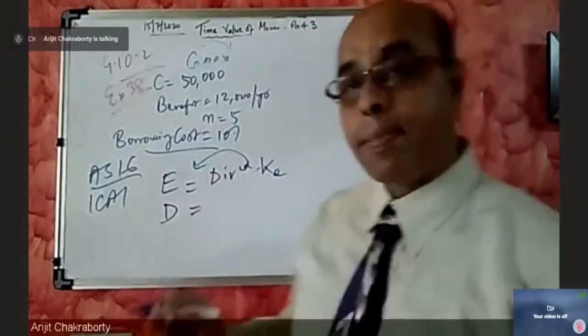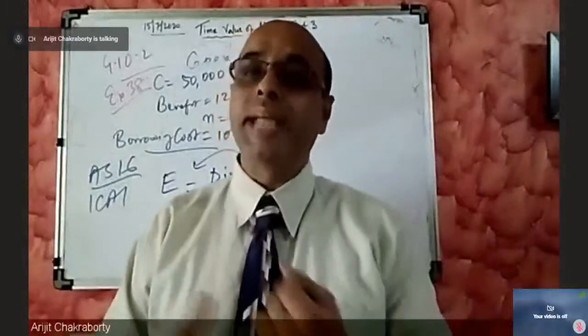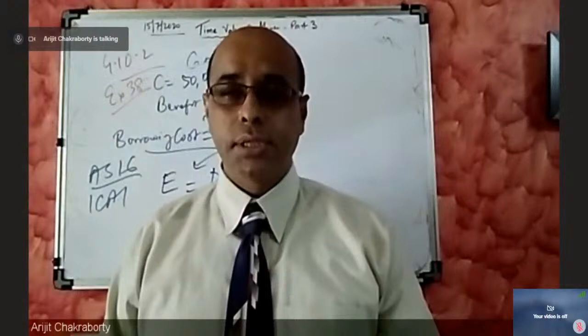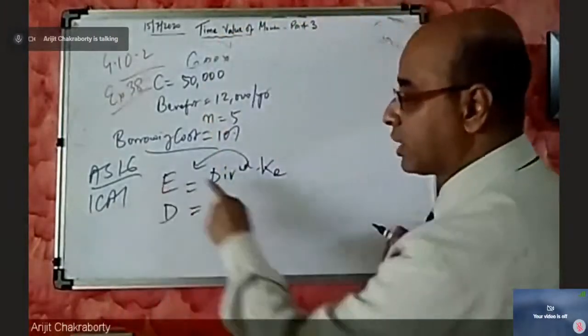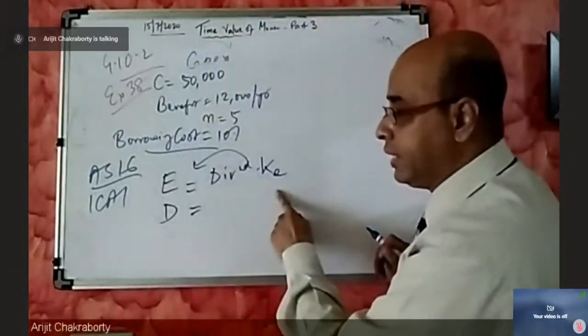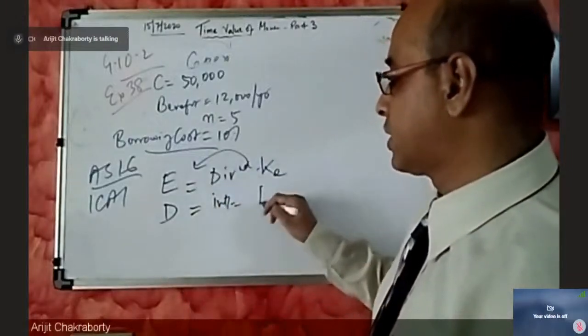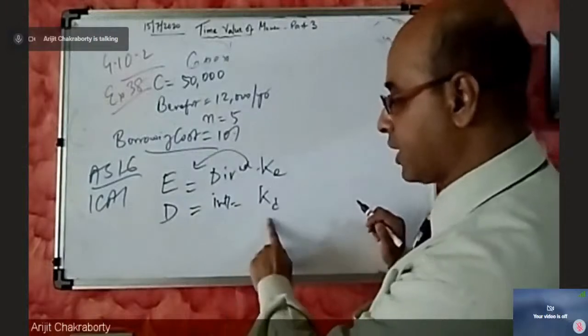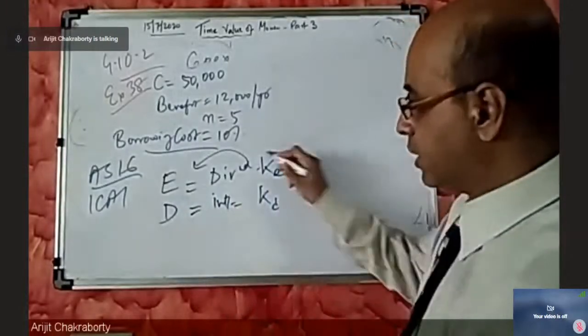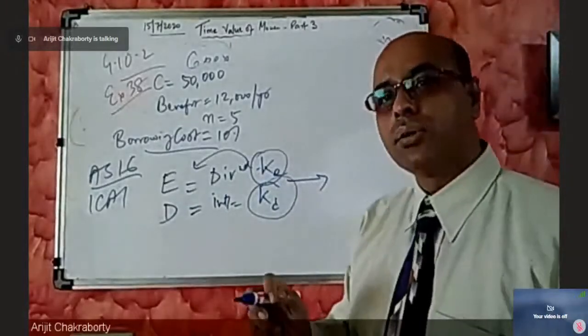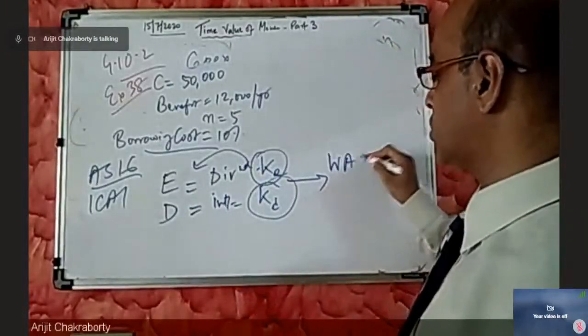And when I get loans, debt, I pay interest. For equity shareholders, I pay dividend, KE, and for debt, I pay interest. That is KD, cost of debt, and KE, cost of equity. This is known as the weighted average cost of capital.